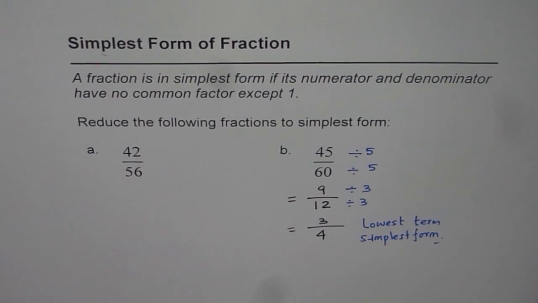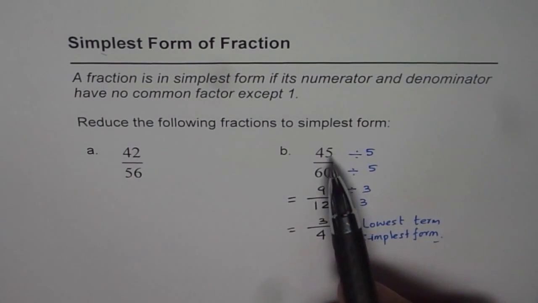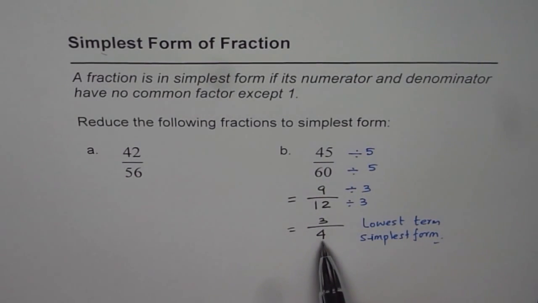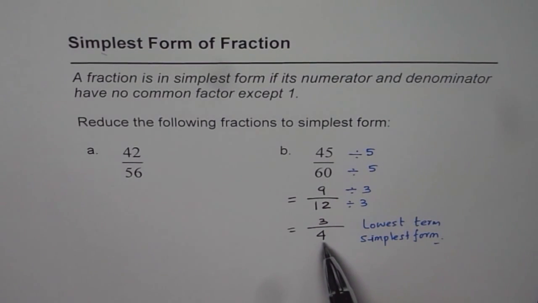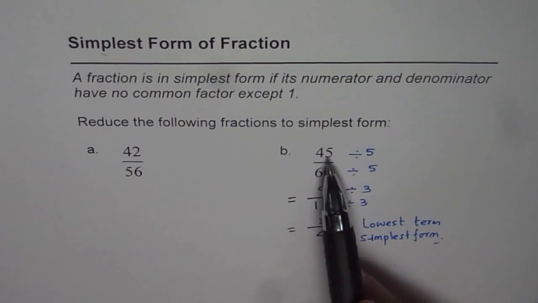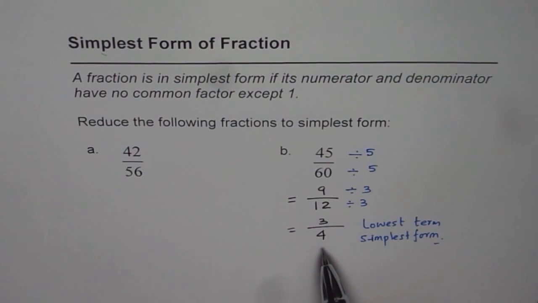The process of dividing both numerator and denominator by their common factors helps us to reduce from bigger numbers to smaller numbers. So 45 over 60 and 3 over 4 are equivalent fractions. They represent the same part of the whole. That is what it is, right? But these are much smaller numbers than 45 over 60. So that is a huge advantage of writing fractions in the simplest form or in the lowest terms. I hope you appreciate it.